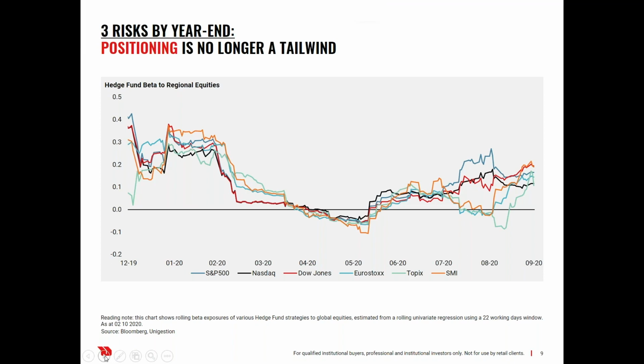So while positioning is rarely a trigger for a sell-off, it can act as a volatile accelerant. So from our perspective, positioning is no longer the tailwind that it was for markets, and it's shifting more towards a headwind. And we already saw some of that over the last few weeks, especially in some of the most crowded positions in U.S. stocks, tech stocks, in early September when we had that unwind and significant market sell-off.